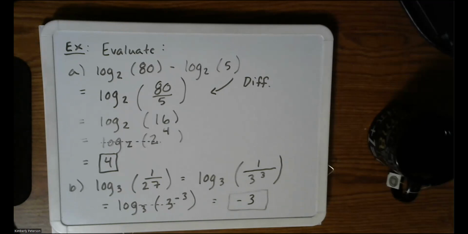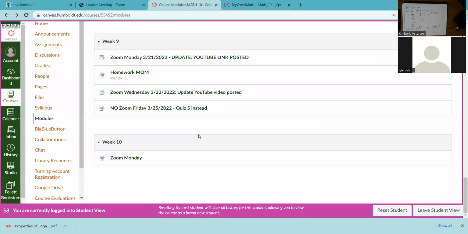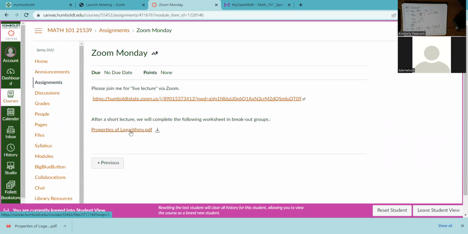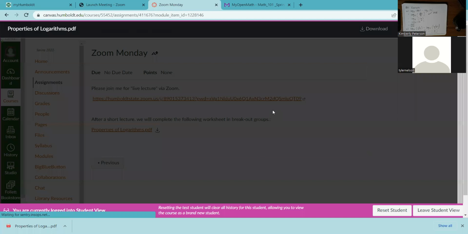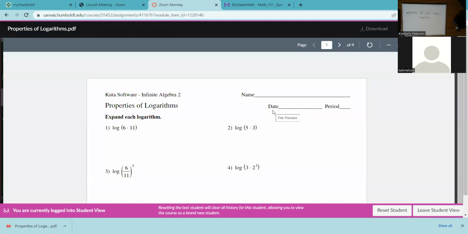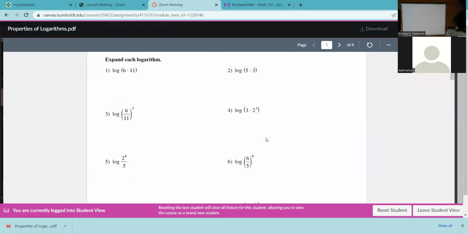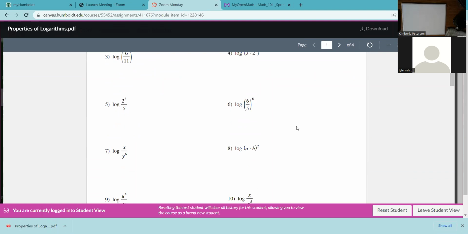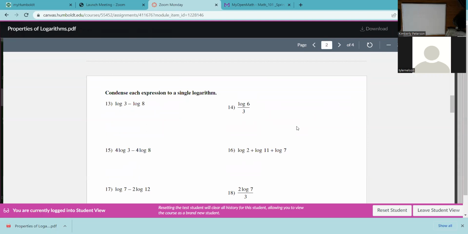Okay, so then what I thought I would do is I will do a couple of problems from the activity. So again, if you go into your Canvas page under Monday, you have your PDF, and you can open it either as a PDF or just right in your browser. A lot of these are very similar to what I had just done with the last two examples. So products turn into addition, quotients turn into subtraction, use your power rule accordingly. But what I would like to do is maybe get to some of these little more complicated ones.